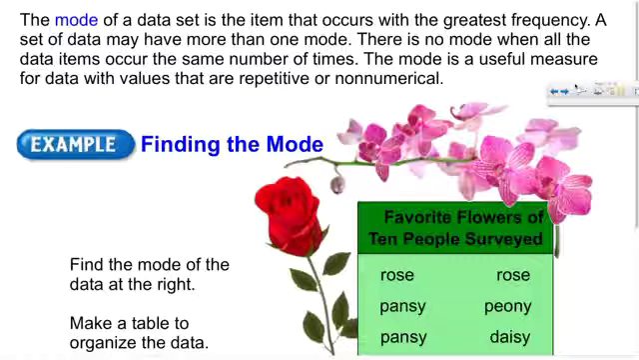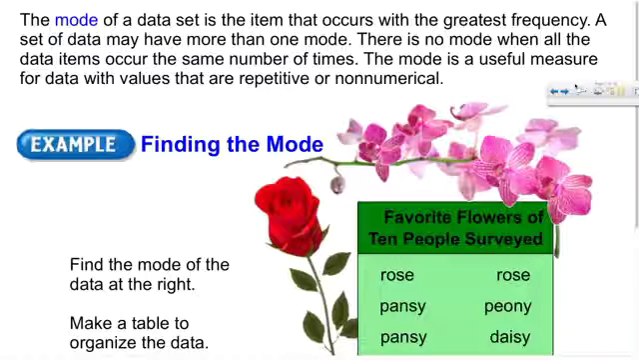So can I get somebody to read through the definition? The mode of the data set is the item that occurs with the greatest frequency. A set of data might have more than one mode. There is no mode when all of the data items occur the same number of times. The mode is a useful measure for data with values that are repetitive or non-numeric.